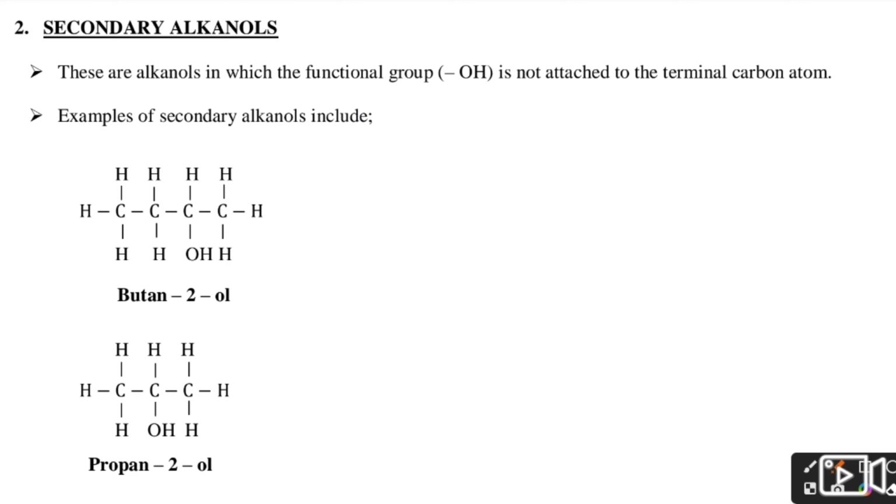Second example, we have propan-2-ol. When you check, the functional group is placed in the middle carbon. It's not placed in the terminal carbon. That means the functional group is attached to a carbon with one hydrogen. Check, it has one hydrogen. Even here, one hydrogen. So such structures of alkanols will be secondary alkanols.